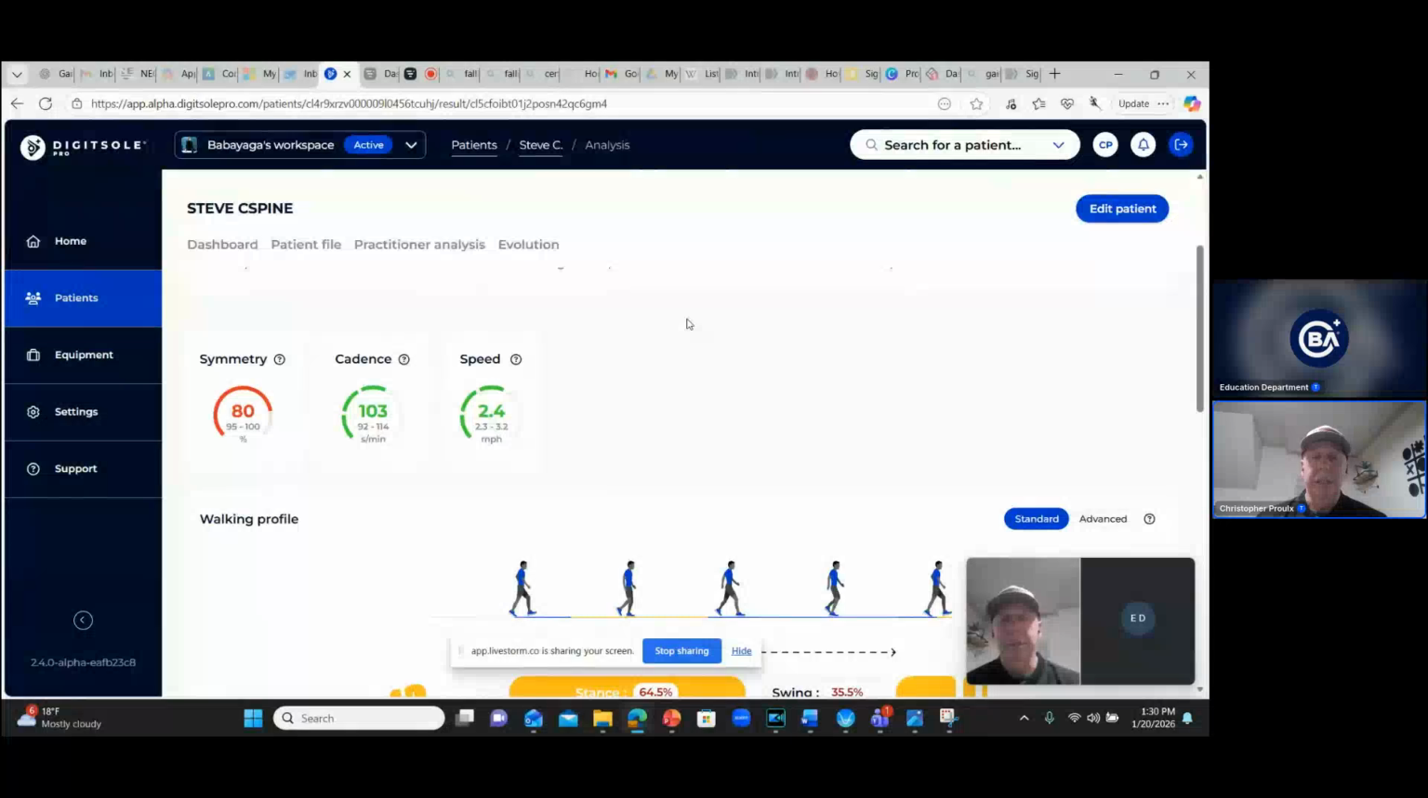So like I said, it's a left-sided problem, and you can see his asymmetry here is very considerable. It's off by 20%, and this is a self-selected speed. What we see here in red, which is part of the AI component of the platform, means more than 2 standard deviations. If it's green, it means it's within 1 standard deviation of a normative value. If it's amber or yellow, it means it's between 1 and 2 standard deviations of the normative values. They're not our values; they're taken from the literature on gait analytics.